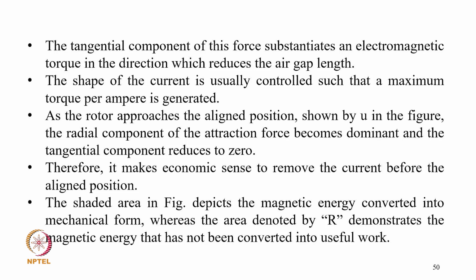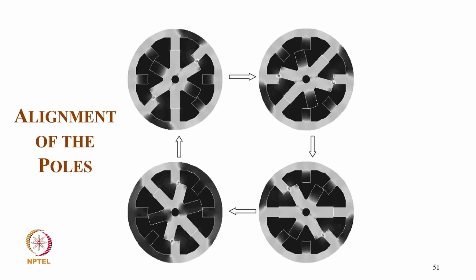And as the rotor approaches the aligned position shown in the figure, the radial component of the attraction force becomes dominant and the tangential component reduces to 0. Therefore, it makes economic sense to remove the current before the aligned position. And the shaded area in the figure depicts the magnetic energy converted into mechanical form, where the area denoted by R demonstrates the magnetic energy that has not been converted into useful work. And this is typically the alignment of the poles of stator in different positions.